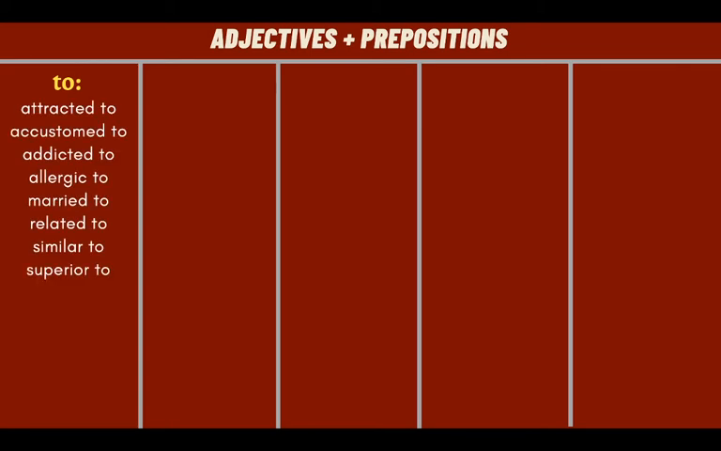Here comes another combination, of adjectives and prepositions. You all know adjectives are nothing but the words which define the noun, which tell about the quality of the noun. Let's see the combinations here. We'll start with the two-letter preposition, that is to. Attracted to, accustomed to, addicted to, allergic to, married to, related to, similar to, superior to.